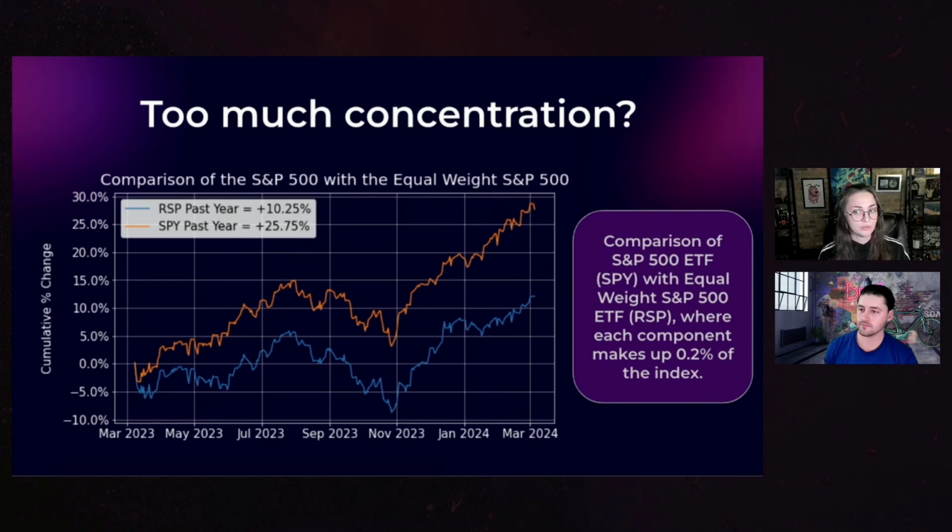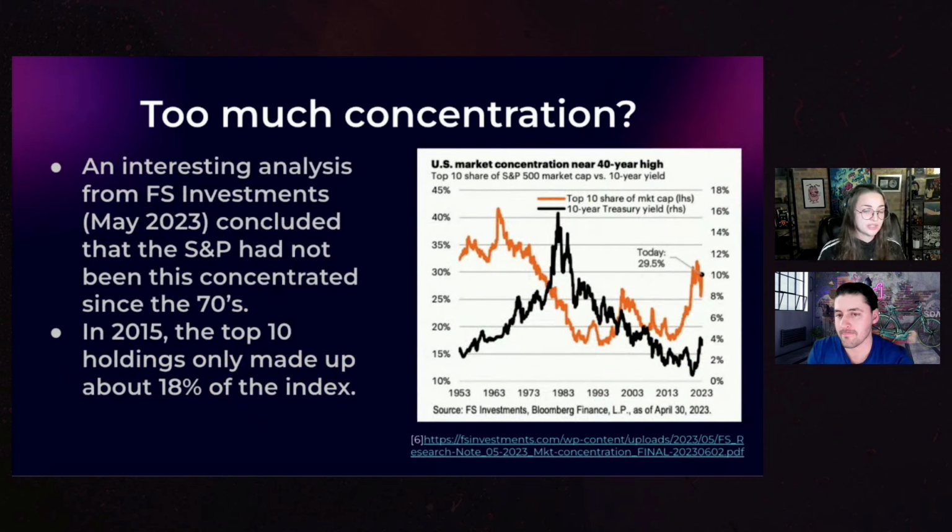But to understand how worried we should be about this concentration, it's helpful to look back at the history of the S&P and how it's performed under different conditions. To do this, there was a really interesting analysis that came out of FS Investments from May 2023. You should definitely go check it out if you want more information about market concentration and how concerned everybody should be. What they concluded, and I included the graph here, is that the S&P has not been this concentrated since about the 1970s.